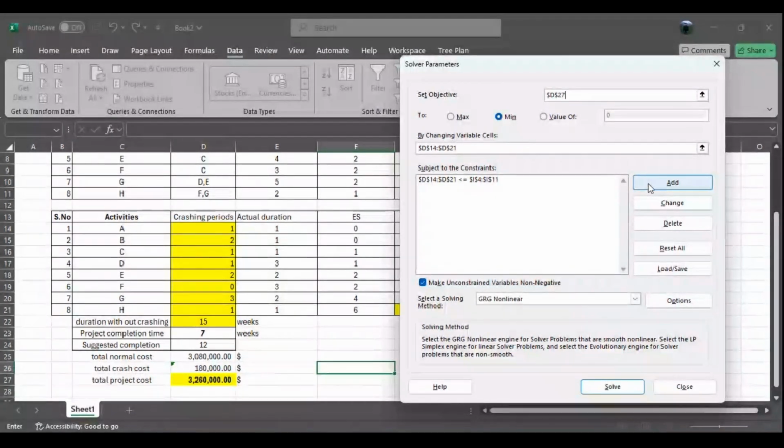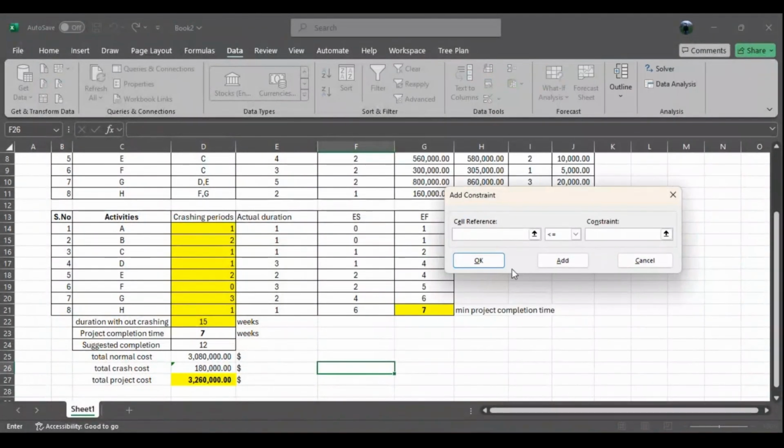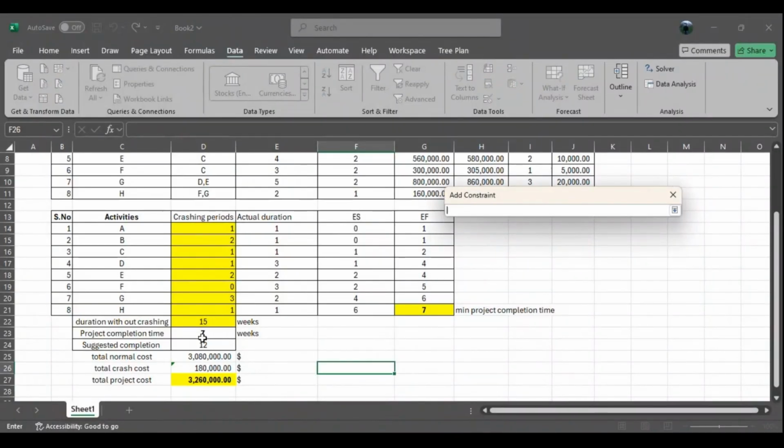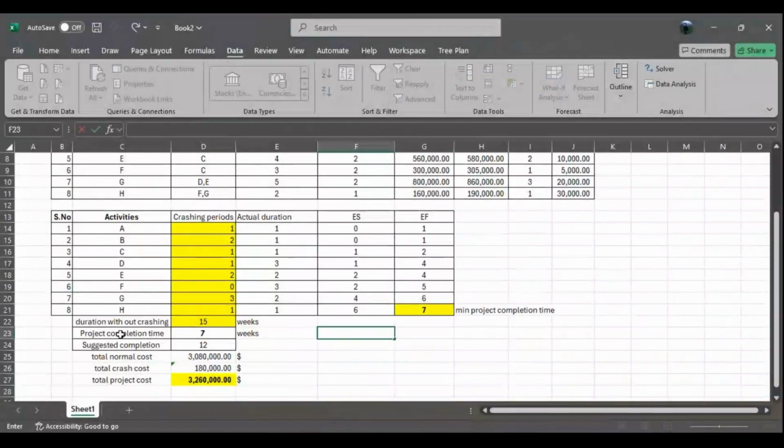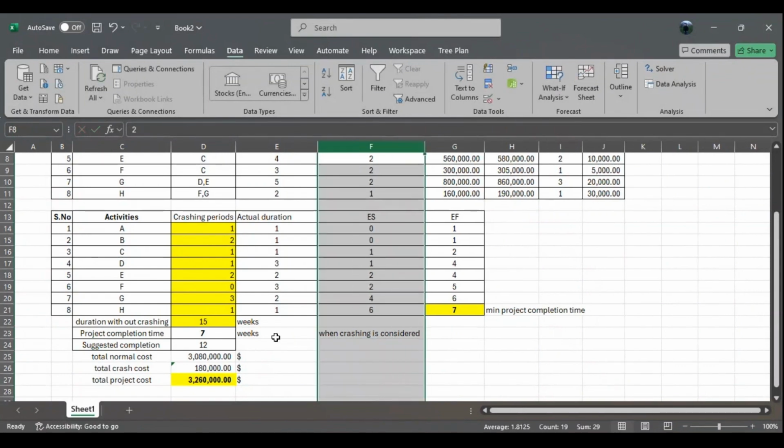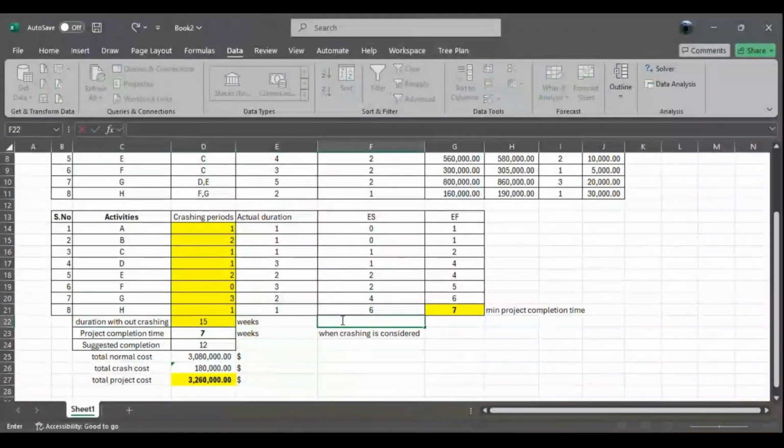The variable cells would remain the same, but we need to put up a special constraint on it. The special constraint would be something like this. We need to select this project completion time, which was while crashing. So I'll just simply add in front of that, that was the duration after crashing. I'm just going to write right here: the 7 weeks means that this is when crashing is considered. And similarly, in front of that particular cell, I'll simply write no crashing. No crashing was considered.